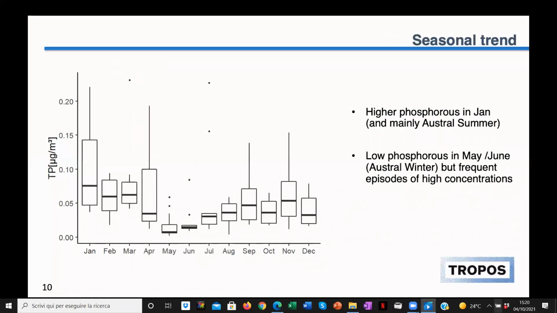The seasonal trend showed high concentrations for January, February, and March, and very low concentrations for May and June. Despite this low concentration, we also observed periods of high phosphorus concentrations relating to biomass burning episodes or enhanced strong winds leading to a resuspension of mineral dust from the desert.